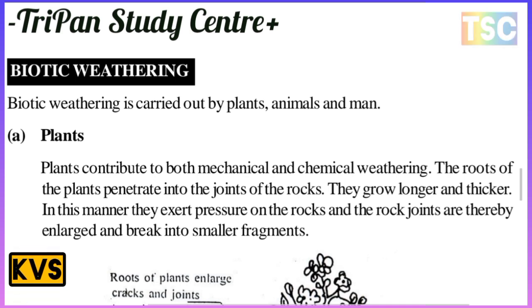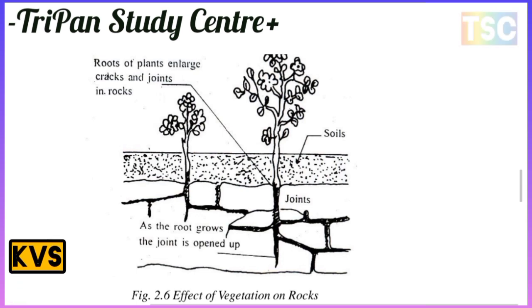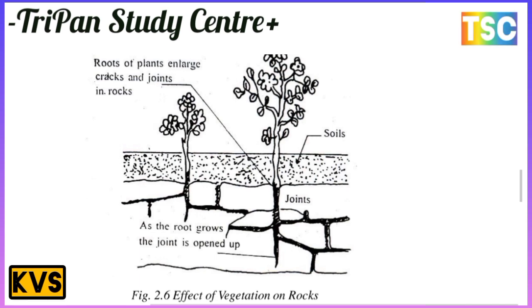Here is the diagram showing the effect of vegetation on the rock. This is an important example. A rock with joints is enlarged by a plant, as shown in the diagram. As the root grows into the joint, it opens up. This is the breakdown of the rock by a plant.